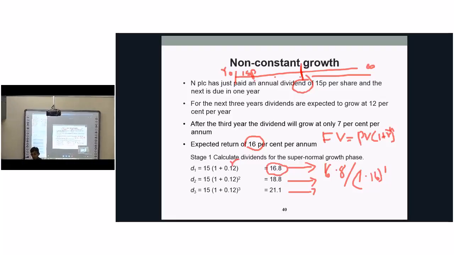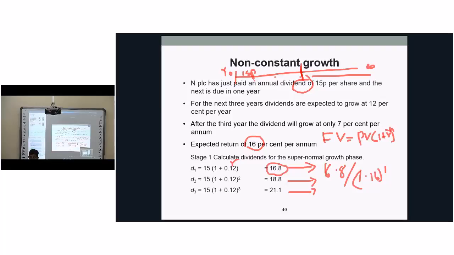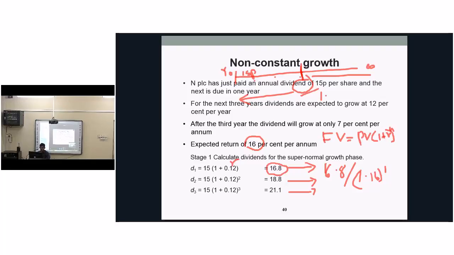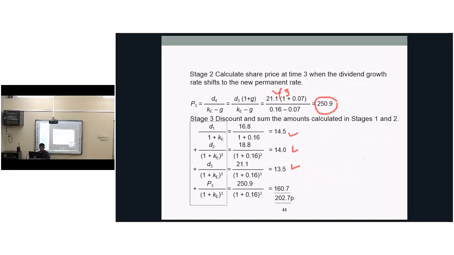So what we want is today's value. So what we do is we discount it and arrive at today's value. So how do you rediscount it? Whatever the value you arrive, you further discount by 1.16 to the power 3. Why? Because you get the year 3 value that you convert into today's value, and then you get the right value as 160.7. So having 250.93 in year 3 is equal to having 160.7 today.